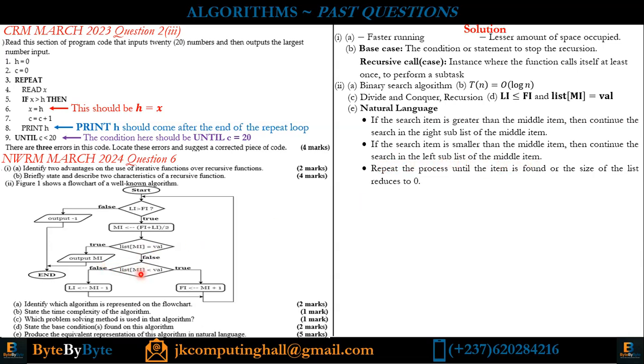So if the left item is less than the value, we focus on the lower part and we continue the searching. Otherwise, I change the upper bound and I continue the searching again. Then repeat the process until the item is found, or the size of the list reduces to 0. And when does it reduce to 0? When this condition is no longer true. That's all for 5 marks.